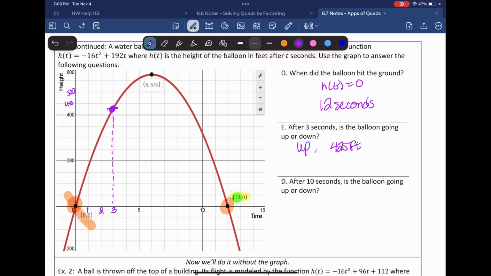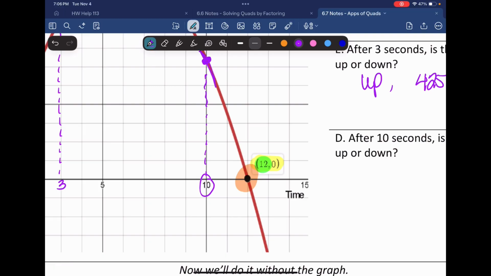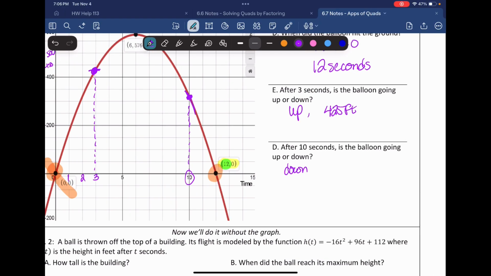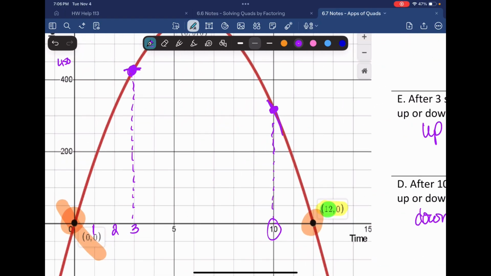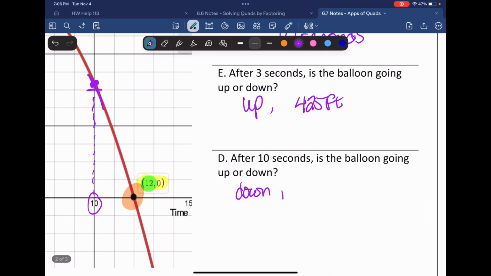After 10 seconds, is the ball going up or down? Well, here's 10. So right there. It is decreasing. So the ball is going down. Okay, we can even estimate that height a little bit. That's 300 right there. So maybe a little bit more than 300, like 315. I don't know. We're estimating at that point.